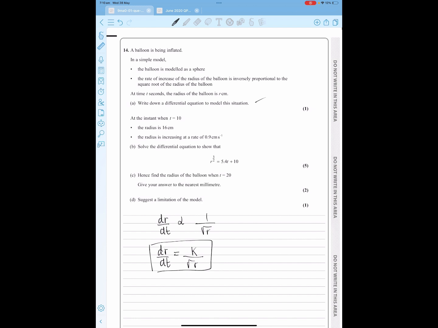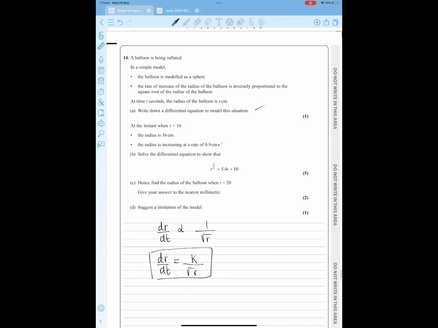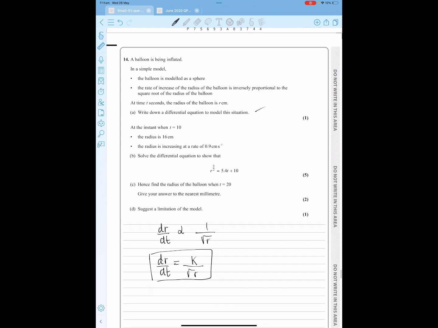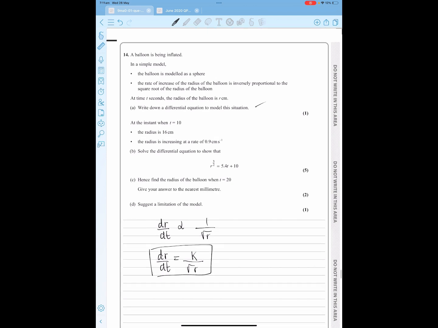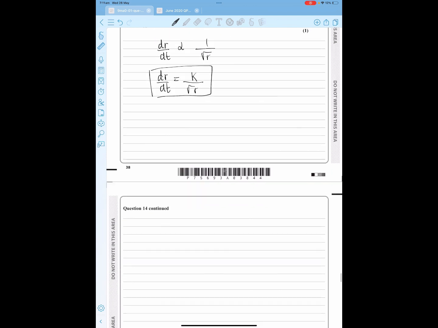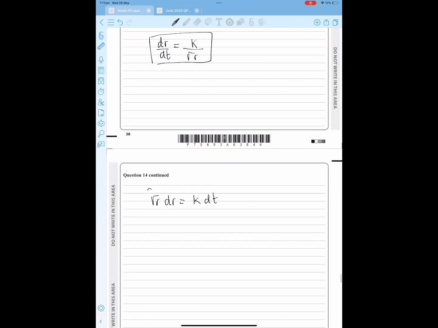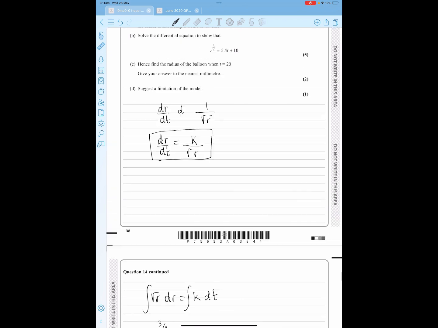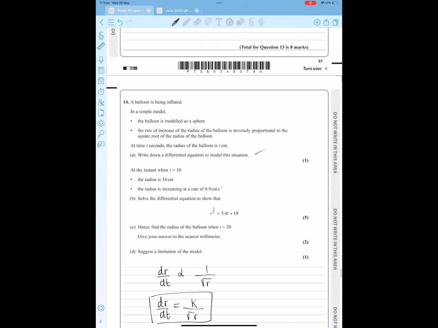Okay, at the instant when t is equal to 10, the radius is 16, and the radius is increasing at a rate of 0.9. Solve this differential equation to show that that is that. Okay, yeah, this should not be too hard at all, given that we have to show it as well. Cross multiply, root r dr is equal to k dt. Integrate both sides, you get r to the power 3 over 2 over 3 over 2 is equal to kt plus c. And now we actually use the information they give us.